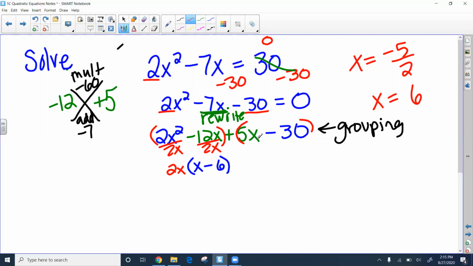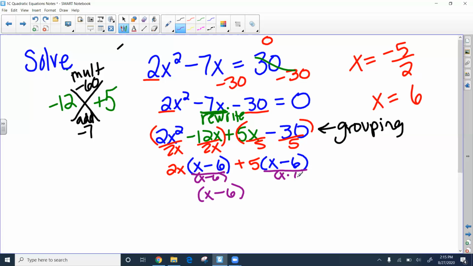Okay. From the second group, 5x minus 30, that has a 5 in common. So I'm going to factor out a GCF of 5. And when I divide out a 5, I'd be left with x minus 6. Again, we should have a GCF now for each group. Each group has an x minus 6 in common. So take out the x minus 6. And then when I divide out the x minus 6, from this group, I would be left with 2x. And from this group, I would be left with plus 5. Okay, so these would be my factors, x minus 6 and 2x plus 5.